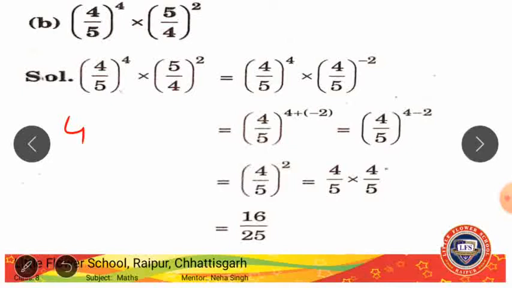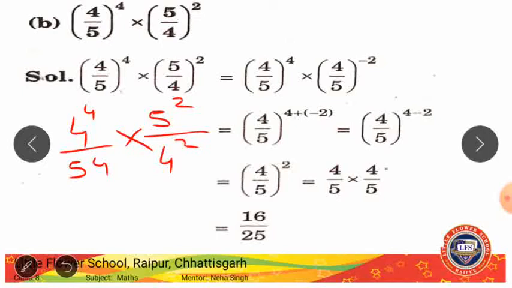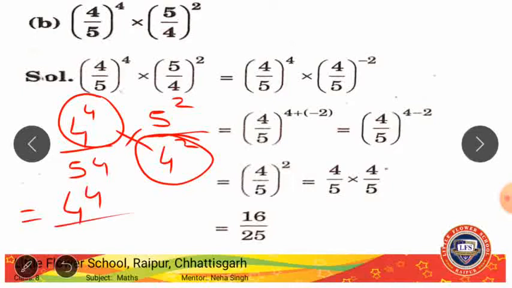So what will you do here? Like in the first question, you had separated the power into numerator and denominator. Similarly, you are going to do here: 4 power 4 upon 5 power 4 into 5 power 2 upon 4 power 2. We have separated the powers. Now we'll bring the same bases together: 4 power 4 upon 4 power 2 into 5 power 2 upon 5 power 4. Till now, is it clear?